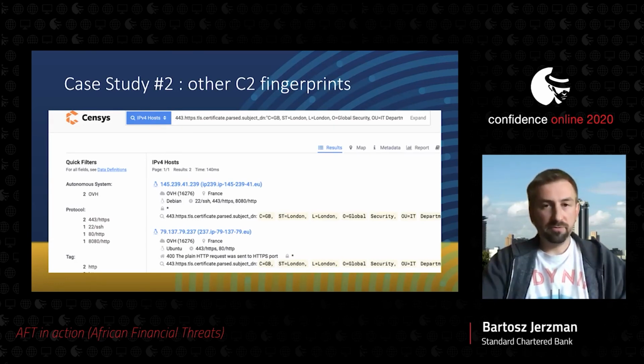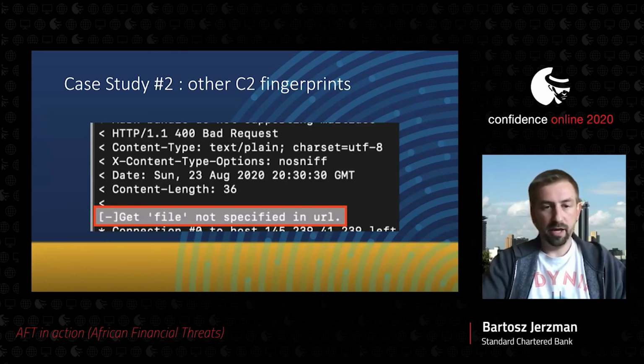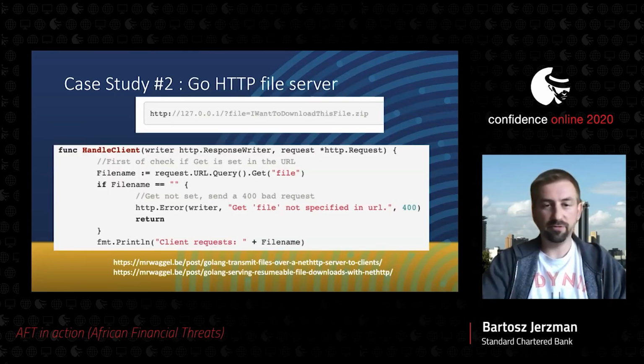What are other interesting fingerprints here? On another port, at a different time, but a time when the server was operated by GrabZone, there is a very specific HTTP response: "Get file not specified in URL." So what can we do with that? Of course, we can go to Google and search for that string, and we can only find one resource. And this is an article about how to create a file hosting server in Golang.